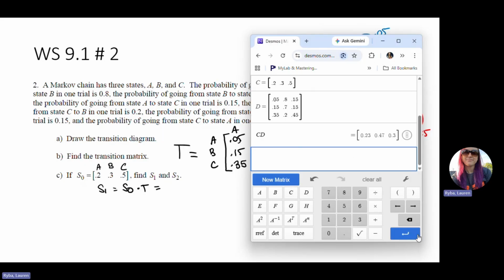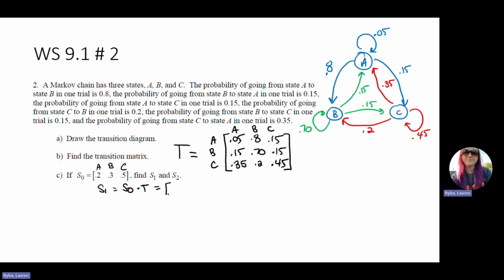So C times D gives me now 23% in A, 47% in B, 30% in C. I'm going to write those here: 0.23, 0.47, and 0.3. 23% A, 47% B, 30% C.